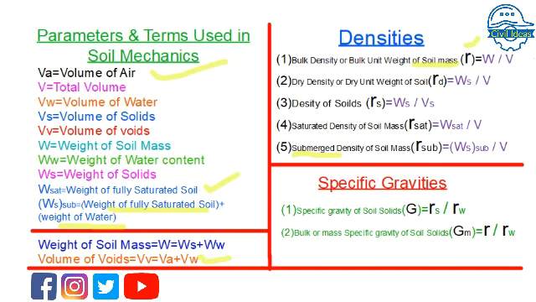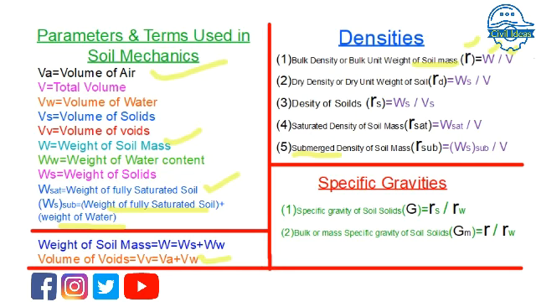What is W? W is the weight of soil mass, the total weight of soil mass, to the total volume of that soil mass. This is the total weight of soil mass, and this is the total volume of soil mass. So this is the bulk density. And the dry density, or dry unit weight, gamma d, is the weight of soil solids to the total volume.